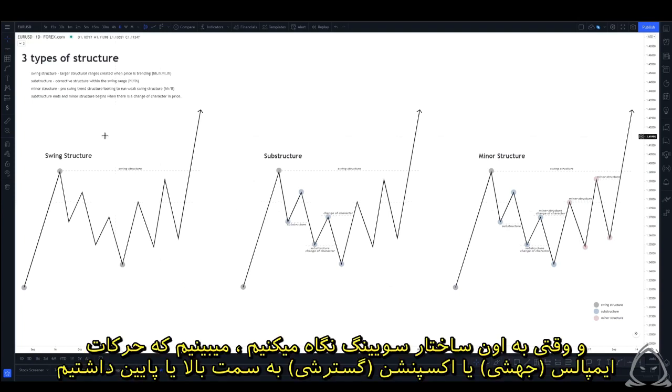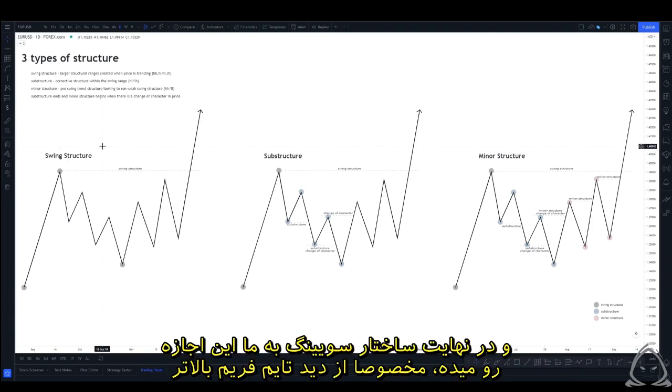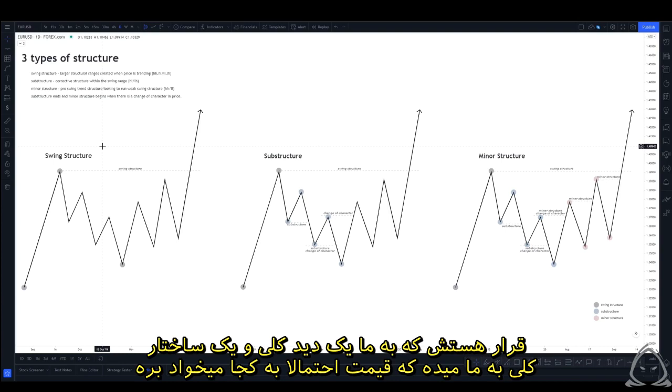And when we're looking at that swing structure, that's where we get the large impulses or expansions to the upside or downside, followed by some sort of correction or complex pullback before we end up breaking the previous swing high, or previous swing low in a bear trend. Ultimately, swing structure is going to allow us, especially from a higher time frame perspective, to get an overall bias, an overall structure to work with in understanding where price is likely to go.